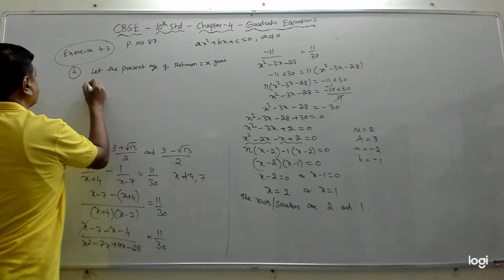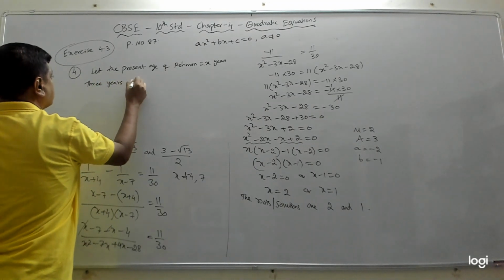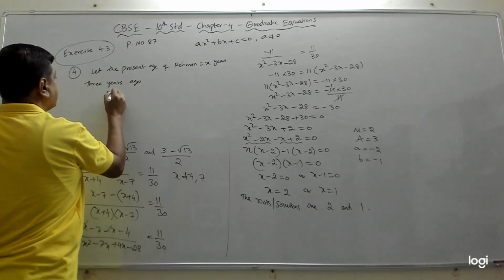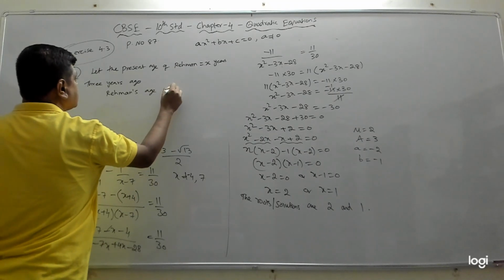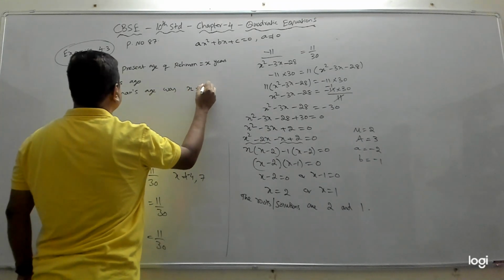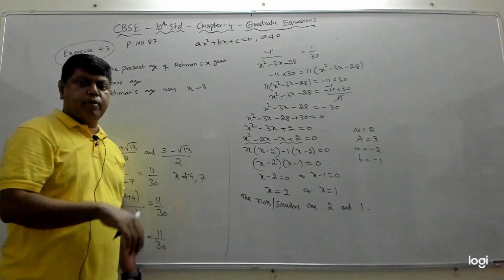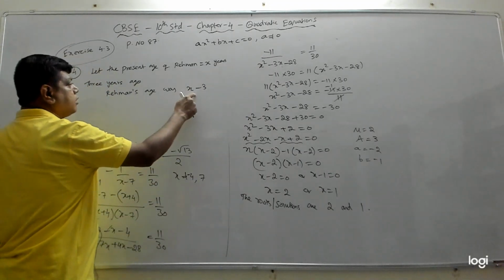So we'll write 3 years ago. 3 years ago means 3 years before. 3 years ago, Rahman's age was X minus 3, right? Presently he is X years. So 3 years back he was X minus 3 years. This was the age of Rahman 3 years back.